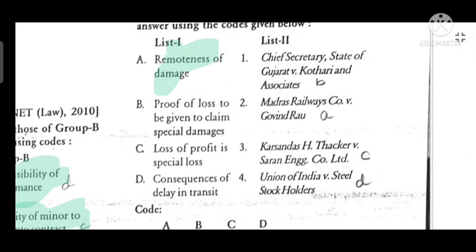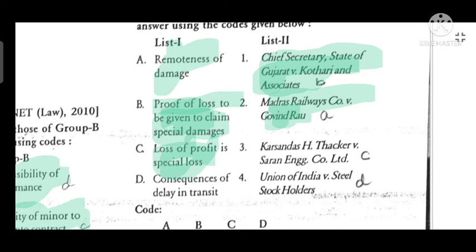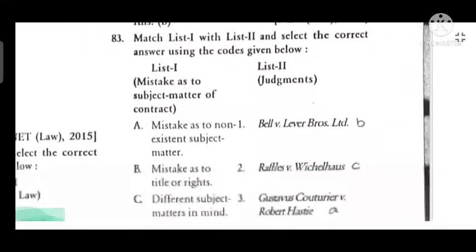Remoteness of damage: Madras Railway Company versus Govinda Rao. Proof of loss must be given to claim special damages. State of Gujarat versus Kothari and Associates. Loss of profit is a special loss. Sadan H. Thakre versus Saran Engineering Company Limited. Consequence of delay in transit. Union of India versus Steel Stockholders.